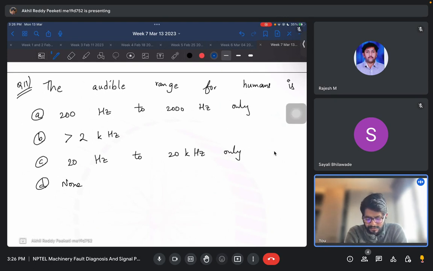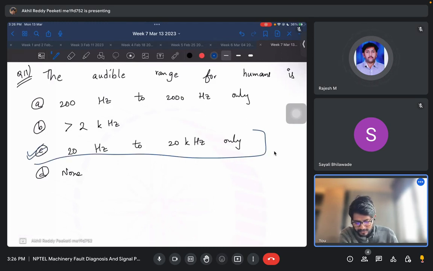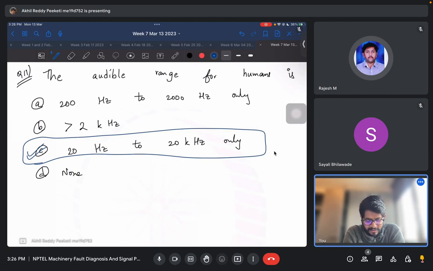So let's move to the next question. The audible range for humans is, any idea on what frequencies we can actually hear? Yes, Rajesh, correct, thank you. We can hear frequencies between 20 hertz and 20 kilohertz. The first option says 200 to 2000 hertz only, but we can hear outside 2000 and below 200 also. So the first option is not correct, and the second option is also not correct. You can hear anything between 20 hertz and 20 kilohertz.